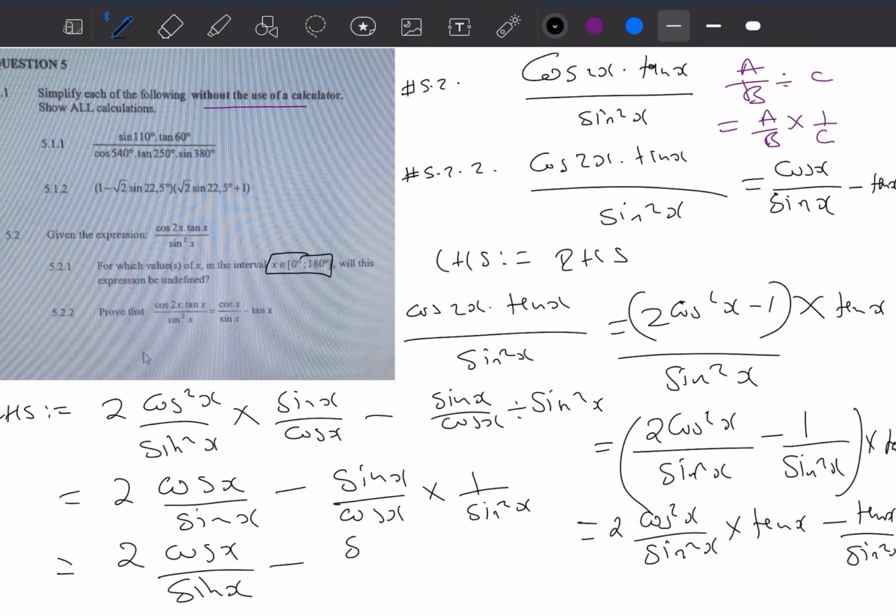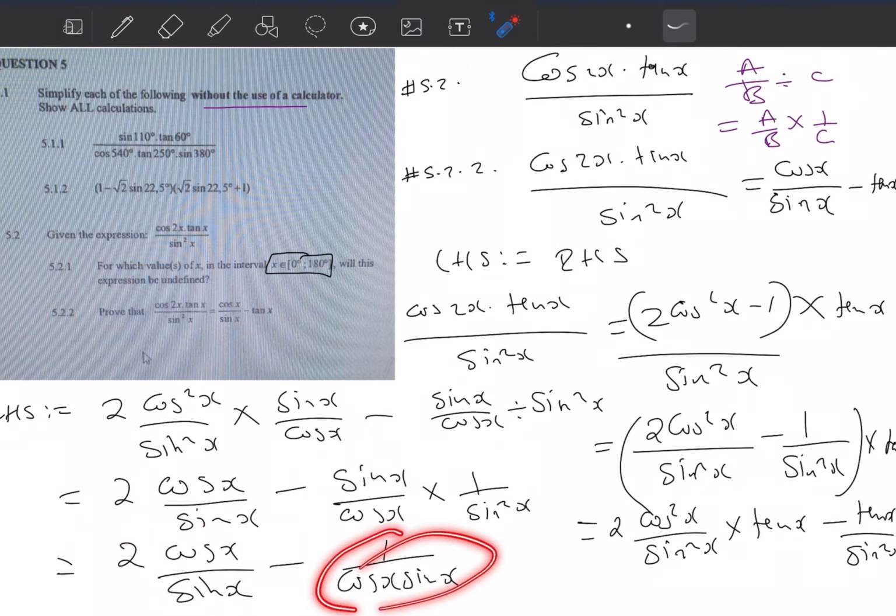So you have sine x. Sine x over sine squared x is sine x. So you have 1 over cos x sine x. Okay. Now we have that. That's the only right thing. There's a 2, there's this. Now how do we deal with this?